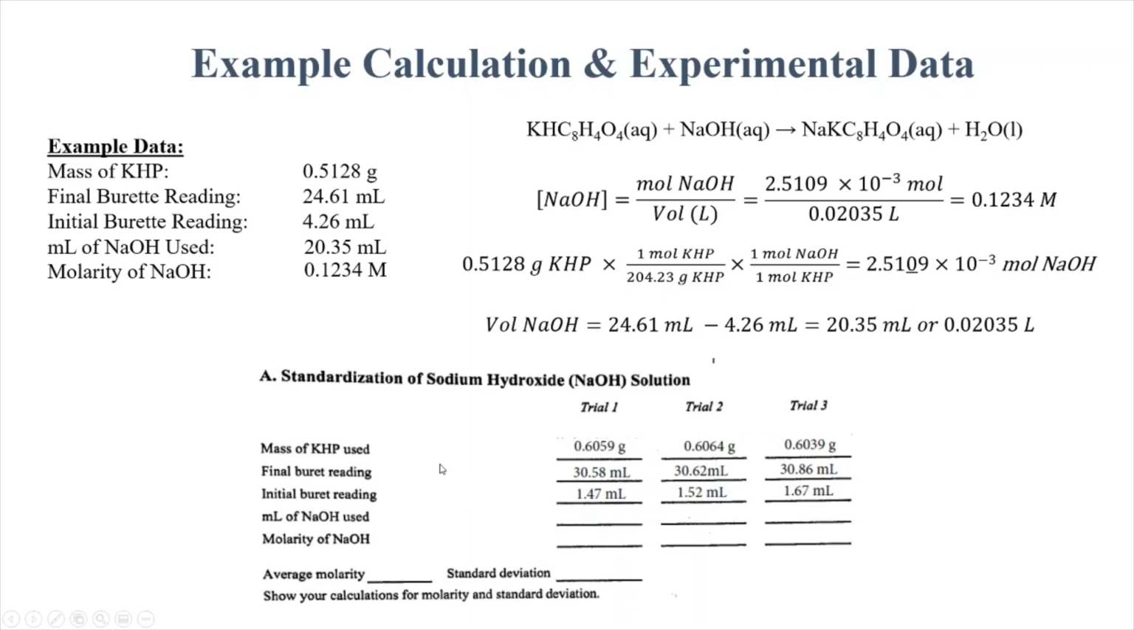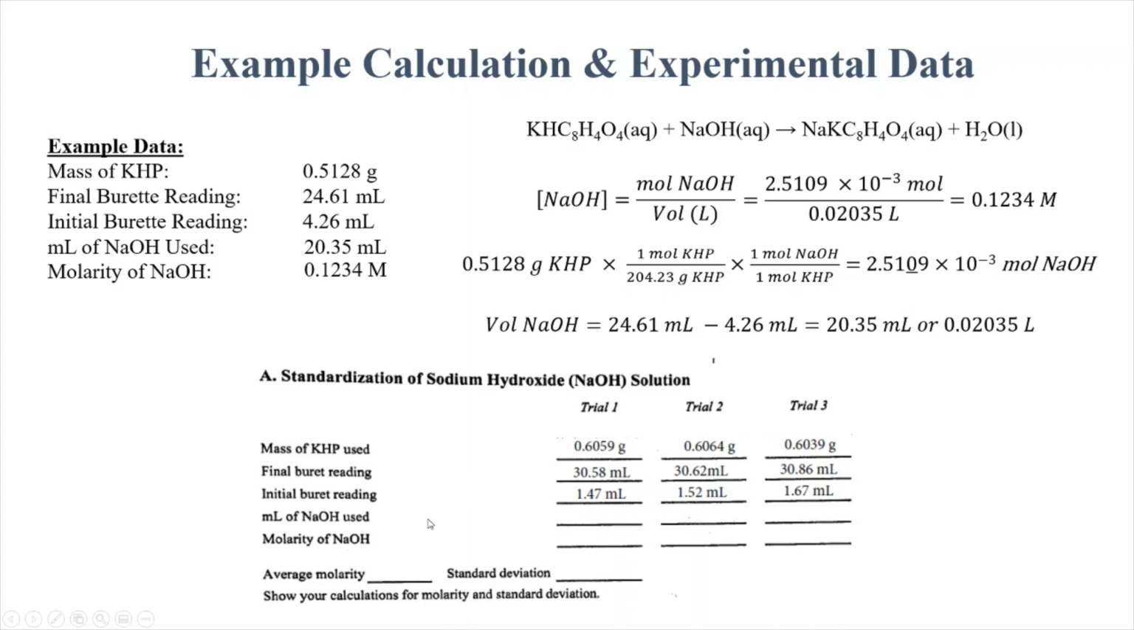And then we have our initial and final burette readings. So when you went into the lab, you kept your initial burette readings at around 1.5. That's what you filled it up to. And then you got final volume readings at around 30.58, 30.62, and 30.86. So now your job is to calculate the milliliters of NaOH that's used and the molarity of NaOH. And you're going to get 3 different molarities from these 3 different trials. And then you can calculate the average and the standard deviation. So you'll show your calculations for the molarity and the standard deviation below.